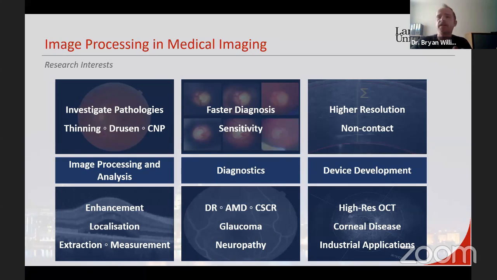So in image processing and analysis, one of the key things that we're looking at is image enhancement as well. So it's all about trying to draw out as much information as we can possibly get from an existing imaging modality, and then to try to use that somehow to build a diagnosis tool that's maybe cheaper, is maybe faster, and can maybe cope with a higher demand than clinicians might be able to. And in terms of device development, we're usually looking to achieve something where we've reached the current limitations of existing devices.